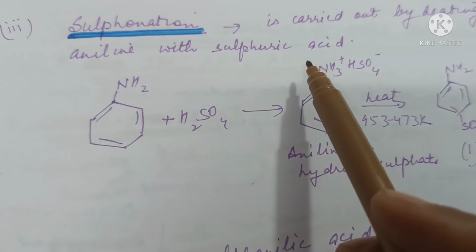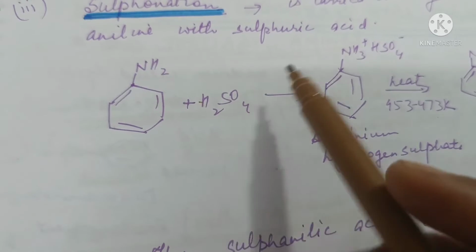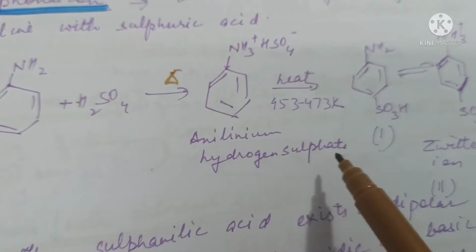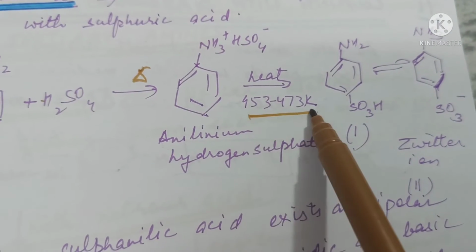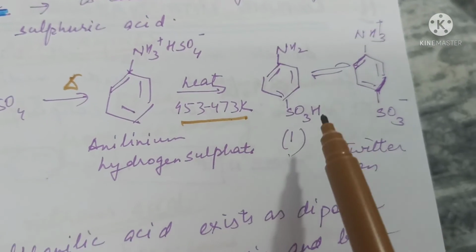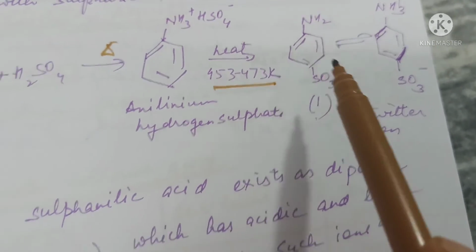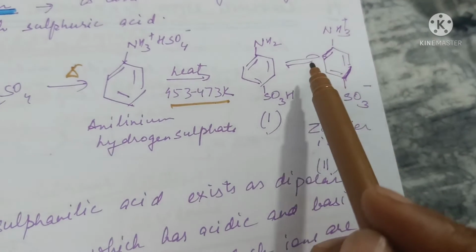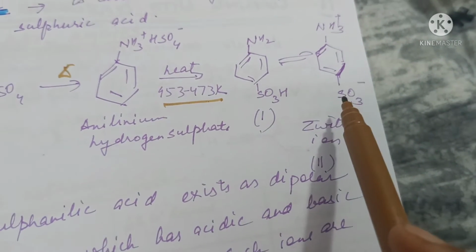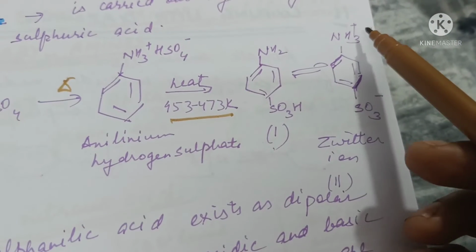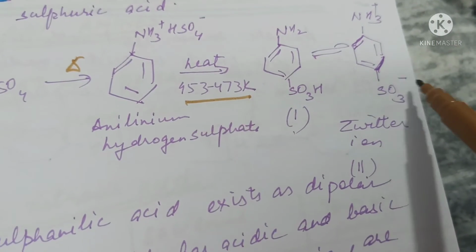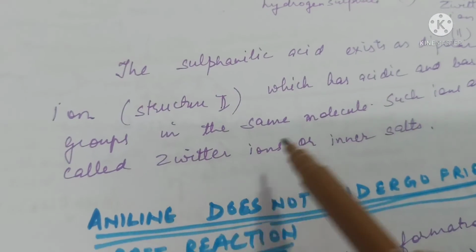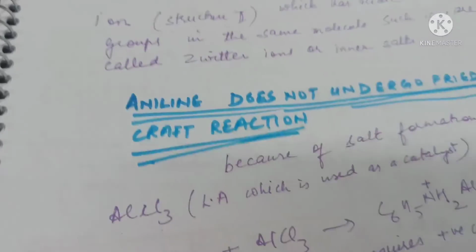On sulfonation, on heating with sulfuric acid, aniline will give anilinium hydrogen sulfate, which on further heating at 453 to 473 Kelvin will give para-aminobenzenesulfonic acid, sulfanilic acid. The tautomeric form of sulfanilic acid is a dipolar compound having positive and negative charges. Such kind of ions are called Zwitter ions or inner salts.